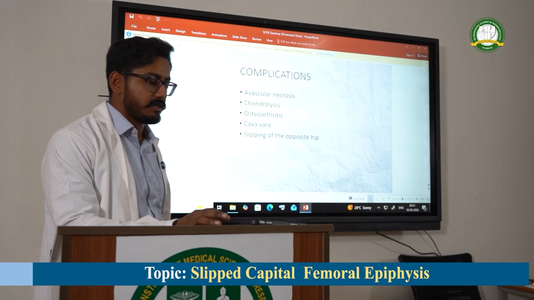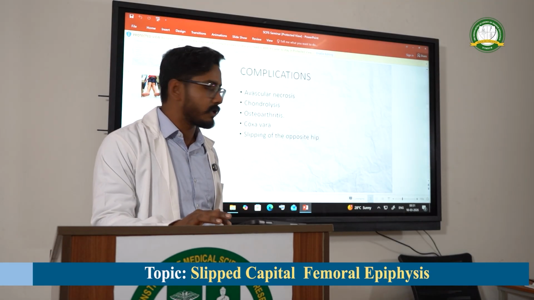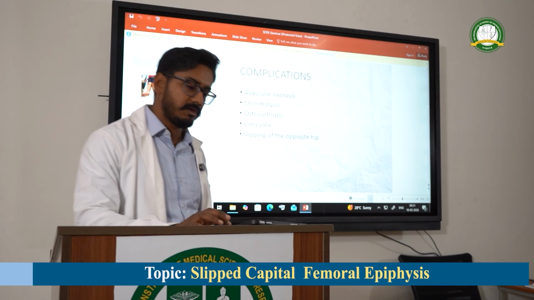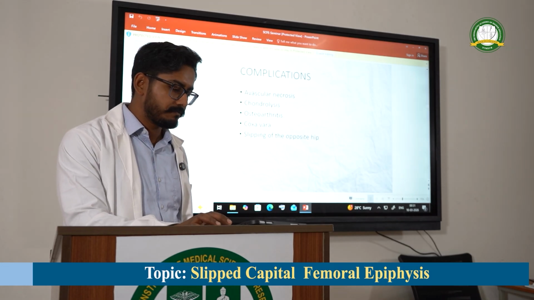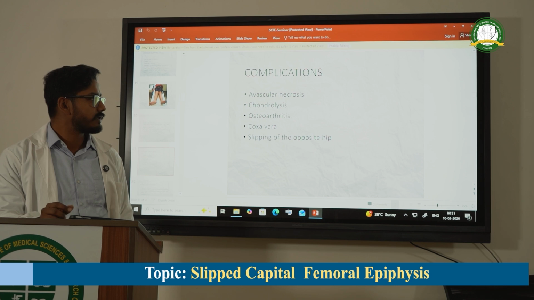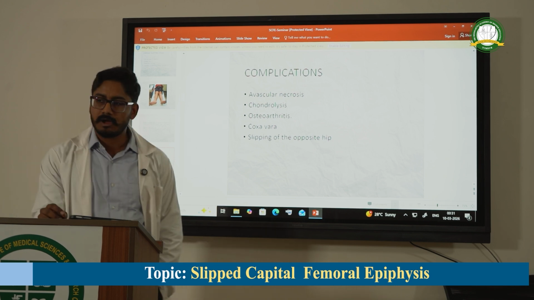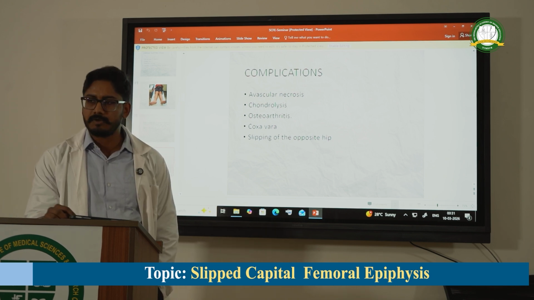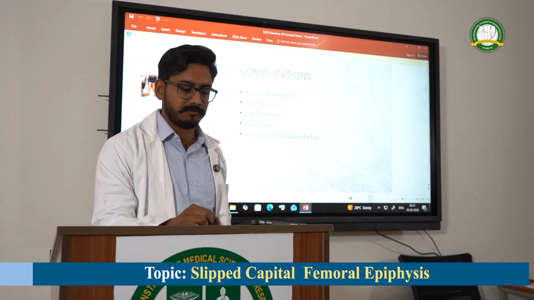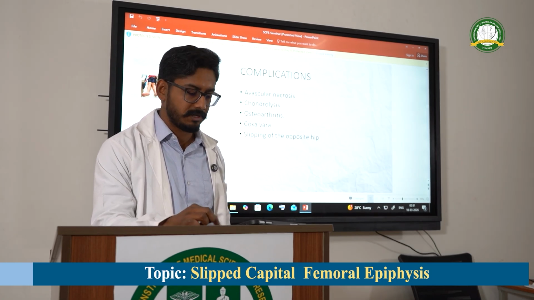Coming to complications, there are a few complications of the slip, majorly due to obstruction to the blood flow. There will be avascular necrosis of the femoral head, chondrolysis, osteoarthritis, coxa vara, and slipping of the opposite hip. As we have already seen, 25% of the cases present with bilateral slip.